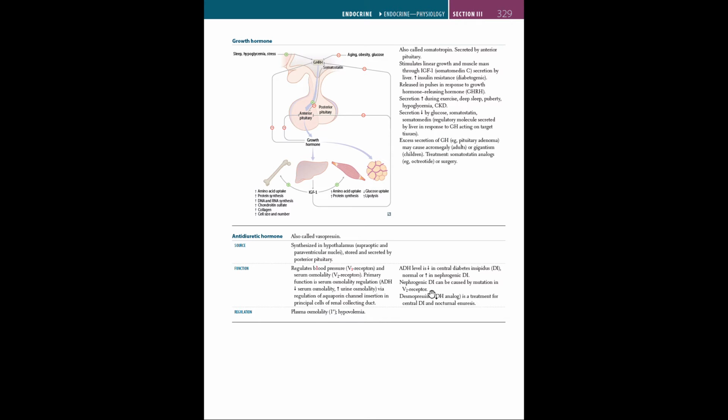Nephrogenic DI can be caused by mutation in V2 receptor. Desmopressin, an ADH analog, is a treatment for central DI and nocturnal enuresis. Regulation: plasma osmolarity is the primary regulator, or hypovolemia.